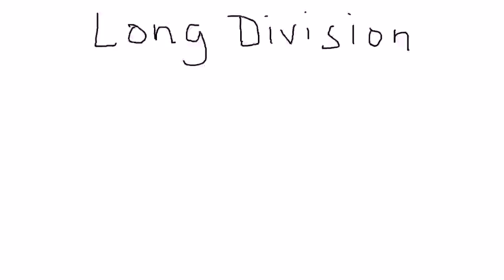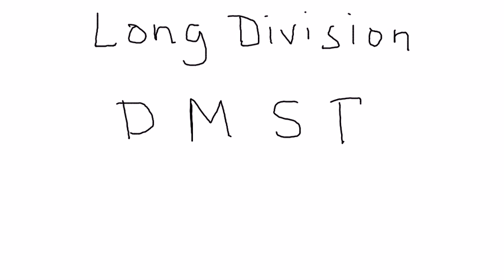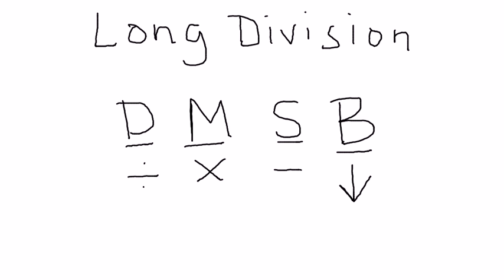So the first thing you need to know about long division is D, M, S, B. And Mrs. Apiza taught you to remember this by dirty monkeys smell bad, right? But the D stands for, not dirty, but division. The M stands for multiplication. The S stands for subtraction. And the B stands for bring down. So these are the 4 steps that you need to do to complete long division. And you just repeat them until you complete the problem.